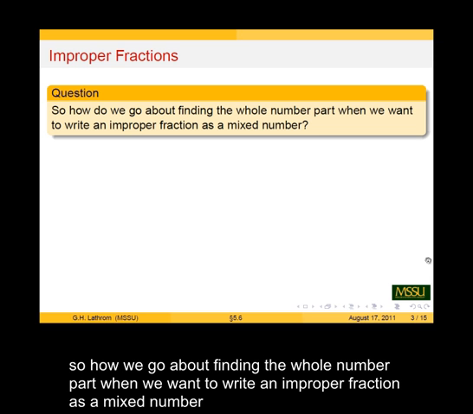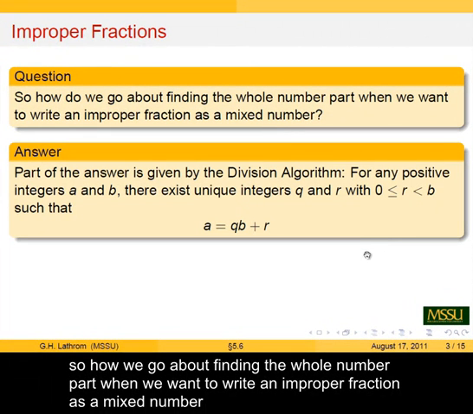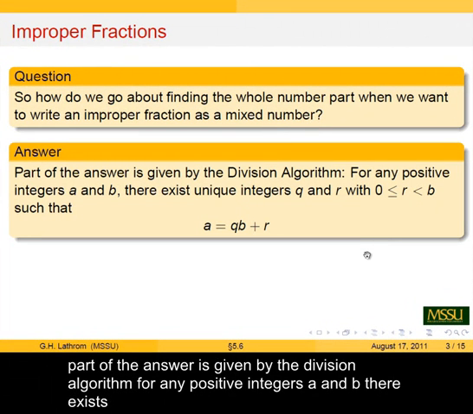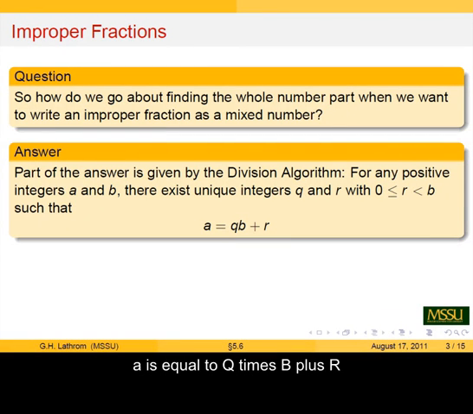So how do we go about finding the whole number part when we want to write an improper fraction as a mixed number? Part of the answer is given by the division algorithm. For any positive integers a and b, there exist unique integers q and r with 0 less than or equal to r strictly less than b, such that a is equal to q times b plus r.